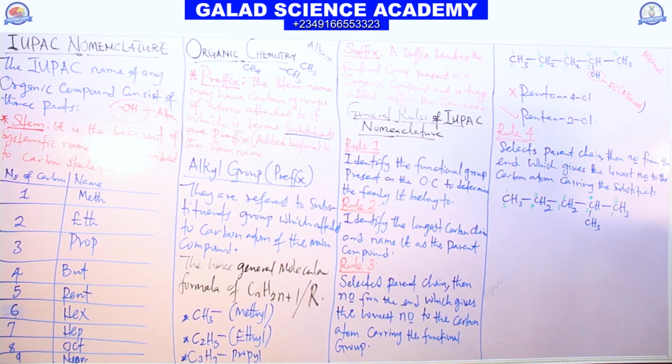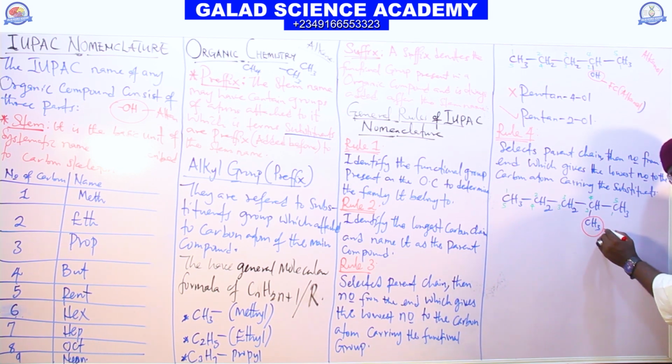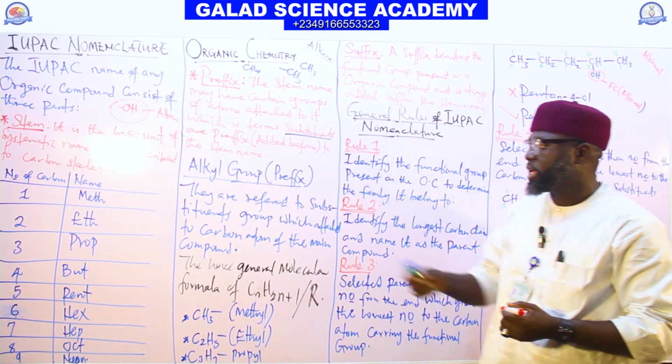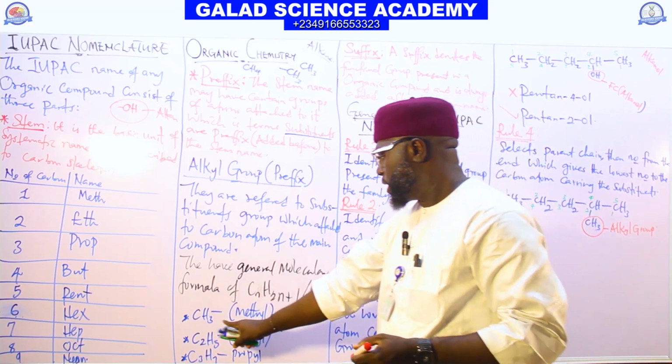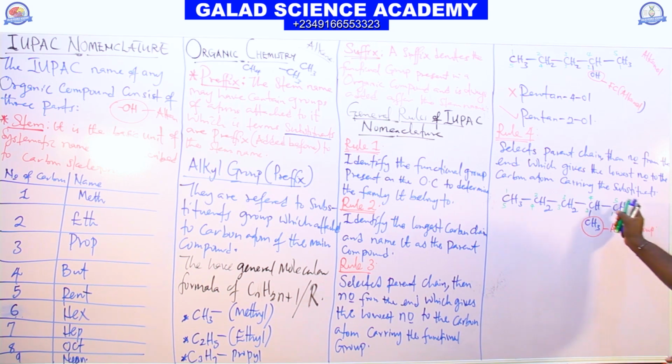You will observe that there is a parasite here which is attached to this carbon. This is the attaching group. This attached group is what we call an alkyl group. I said it cannot start alone. This is it, CH3. You can see it. They always attach to the parent chain.